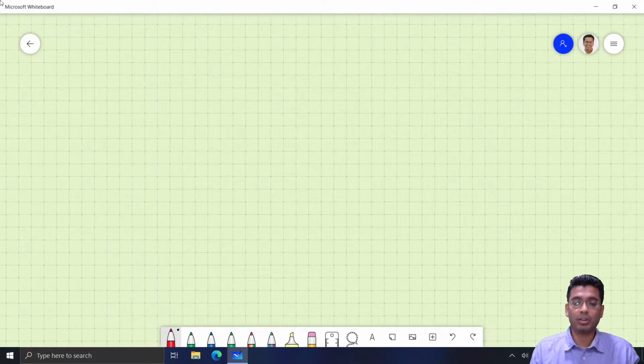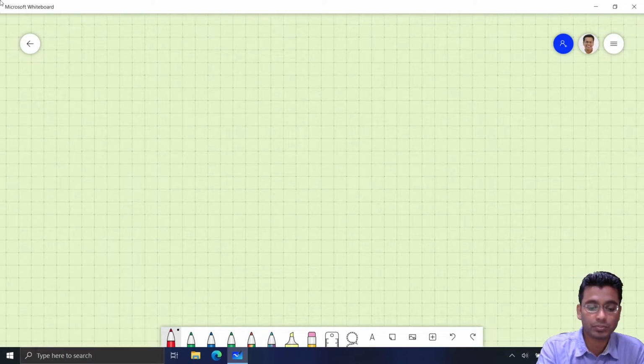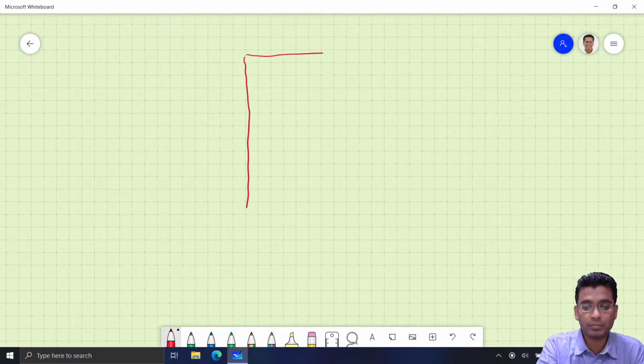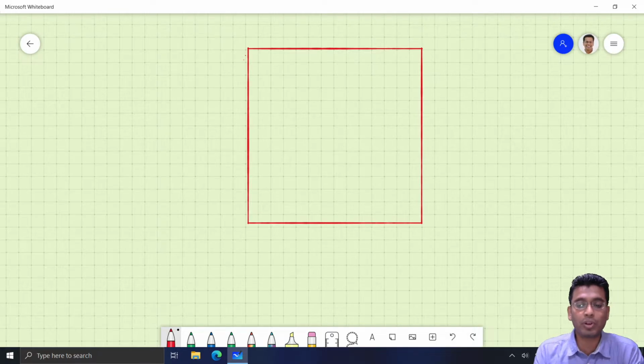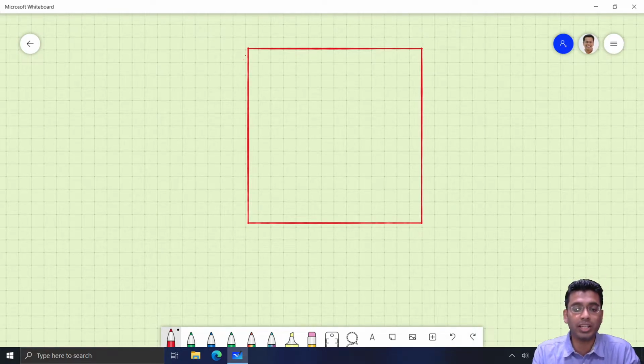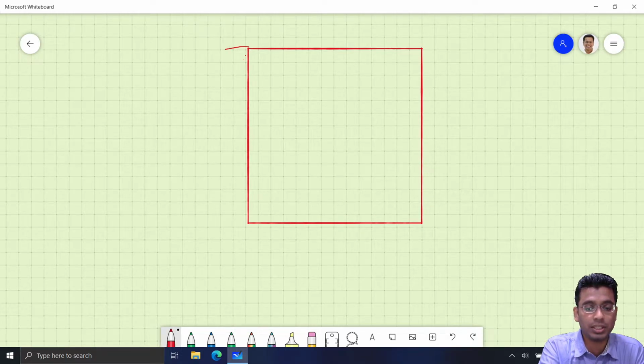Fine. So for a PLC, I told you we will be having a box in between. Even before drawing the ladder logic diagram, you first have to make the connection diagram. Okay, so this is a connection diagram here.